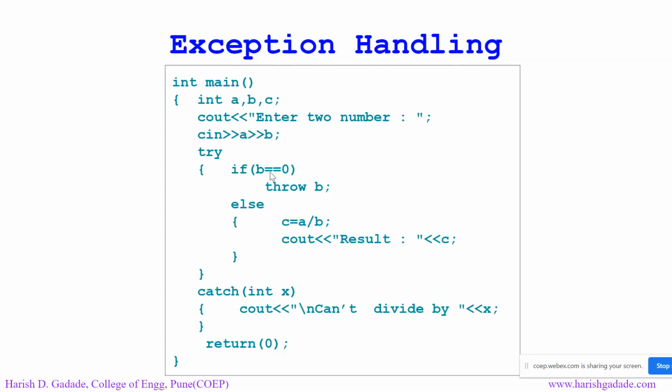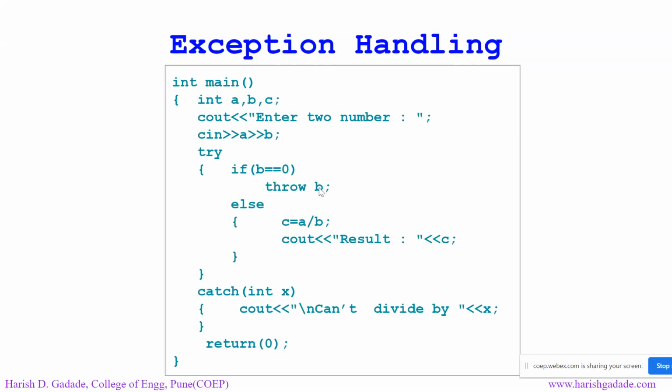Else, suppose that b is not equal to 0, then definitely that division would be possible, and that will provide an answer. Okay. So if b equals 0, then we are throwing that error. If it is not, then in the else part we are simply performing c equals a by b, and we are printing this result, right?